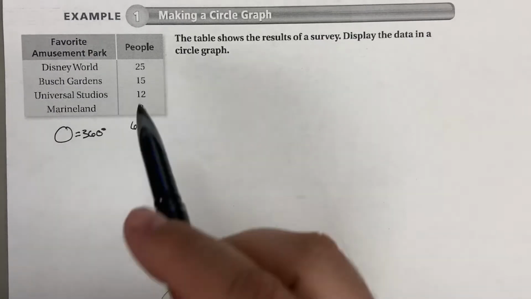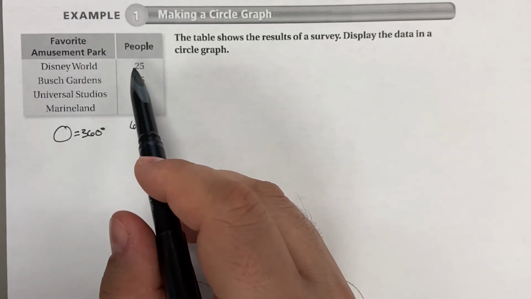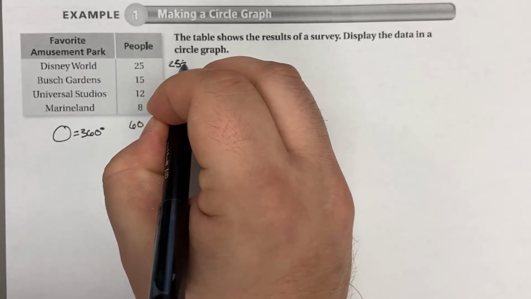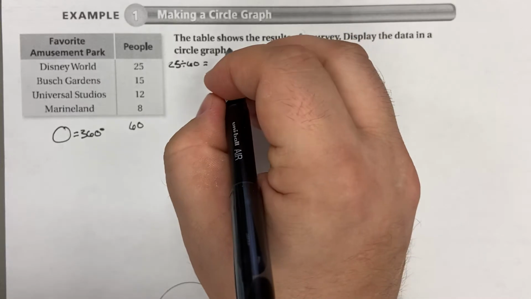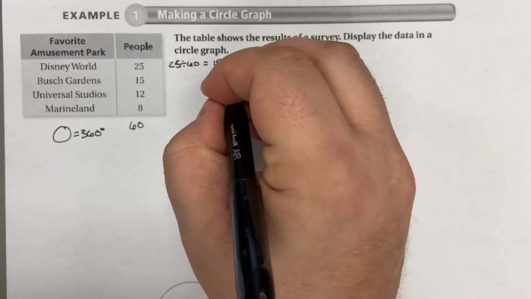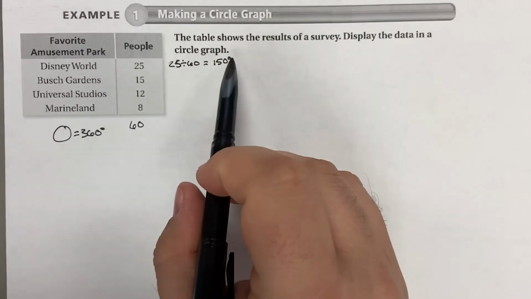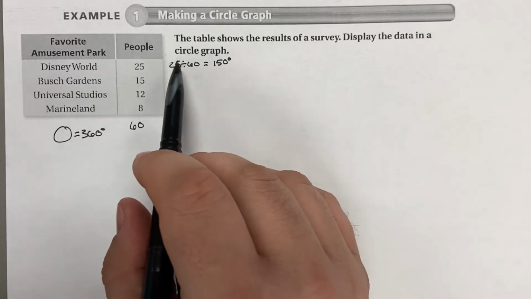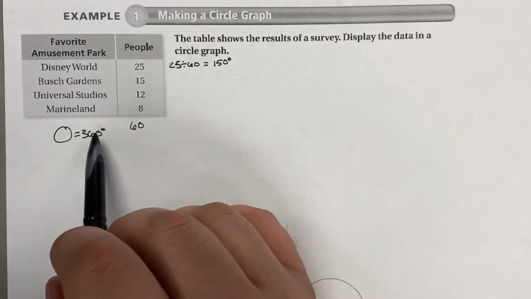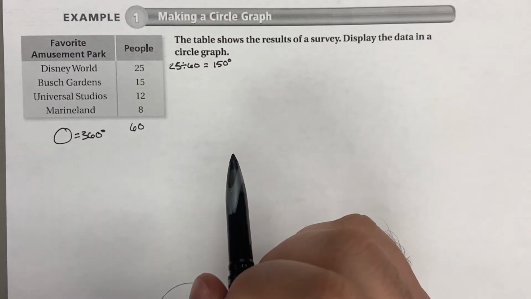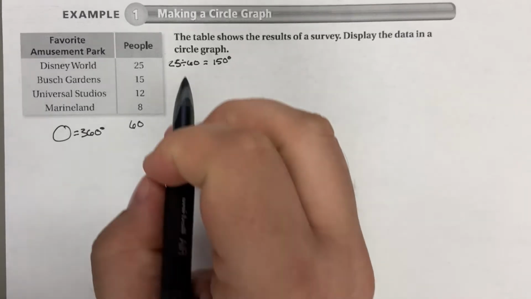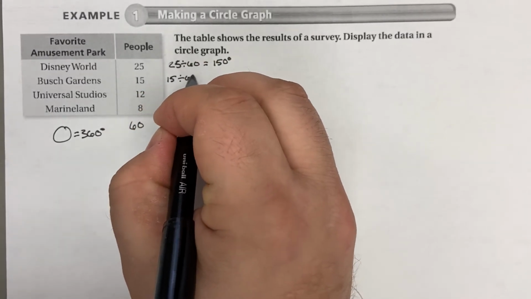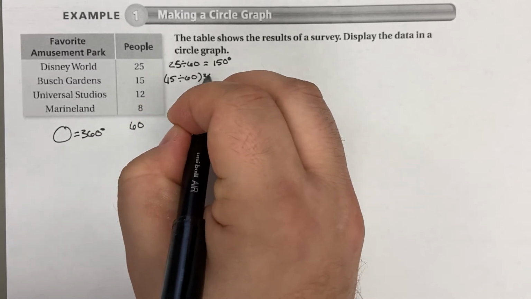We do that by taking the 25 out of the 60 people, or 25 divided by 60, and that is going to equal 150. What this 150 is, is the amount of degrees out of the circle, or out of 360. Sorry, it's 25 divided by 60, then multiply by 360. I did forget to do that, so let's back up and correct myself there for getting ahead. So a more correct notation would be 15 divided by 60 times the 360.